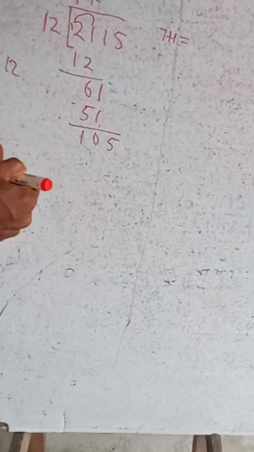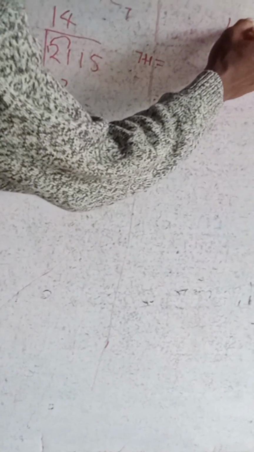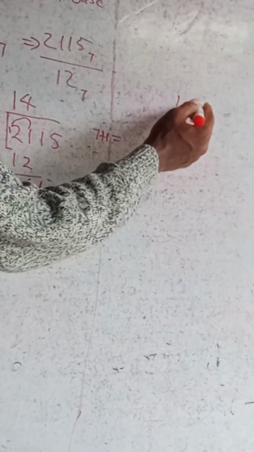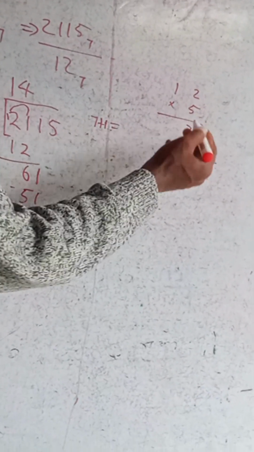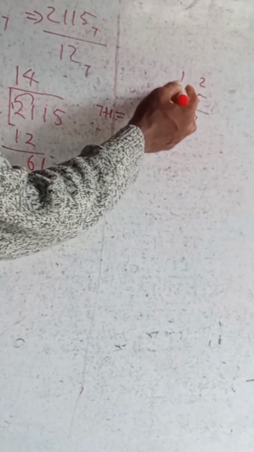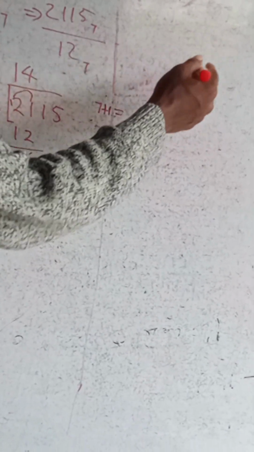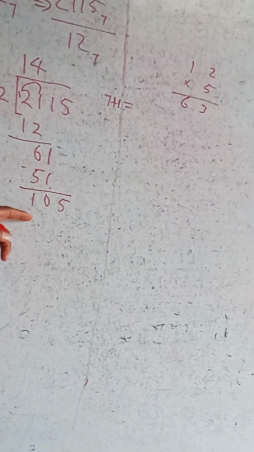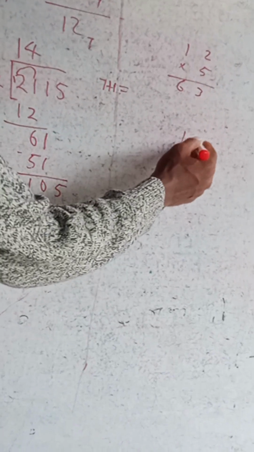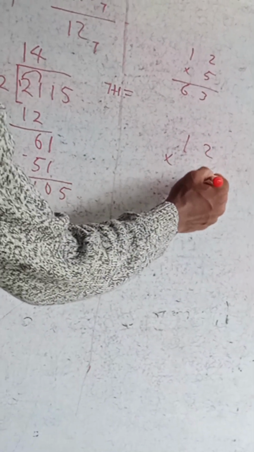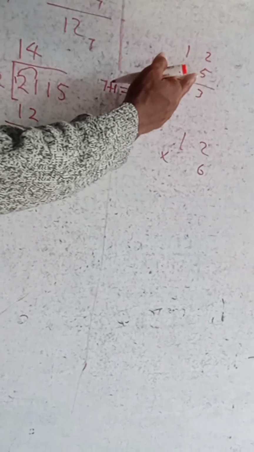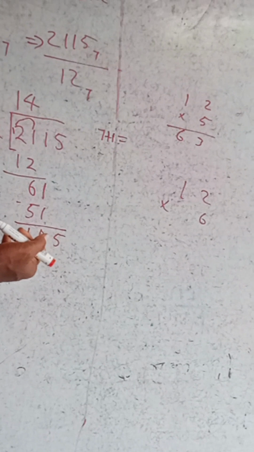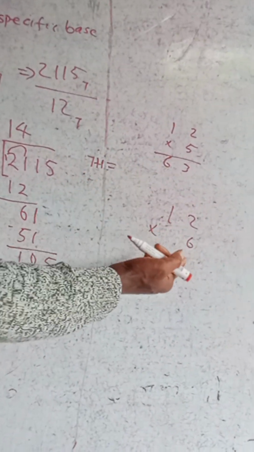Let's check 5 times. 12 times 5. When we did 5, we got this: 10, 10 minus 7 is 3, and 5 plus that is 6. So the one we carry is 6. So it's 63. It's not up to 105. So let's check 6. Since 5 is very low, very much less than 105, let's check 6 times.